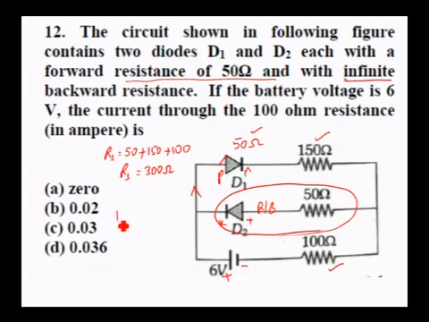Now, if you want to calculate the current I, it is voltage by resistance. The voltage they have given is 6 volt, so 6 divided by 300. The 6 will cancel 50 times, so 1 by 50 means 0.02 ampere. So, the answer is B.